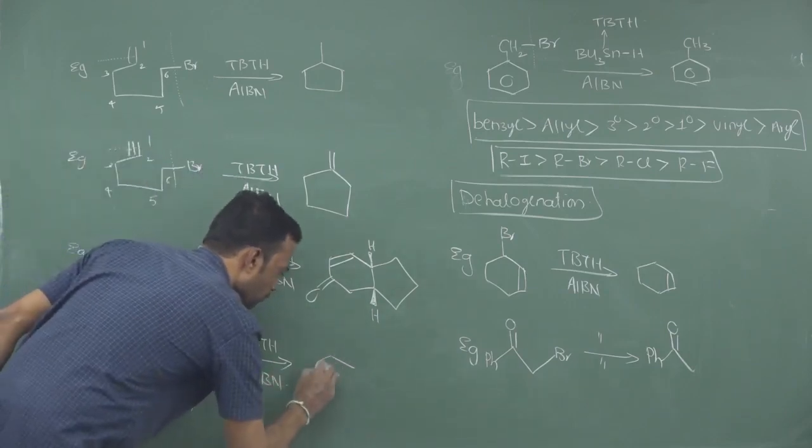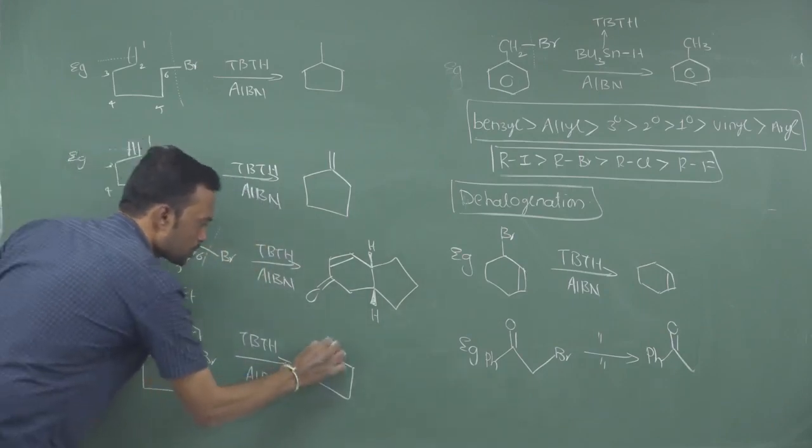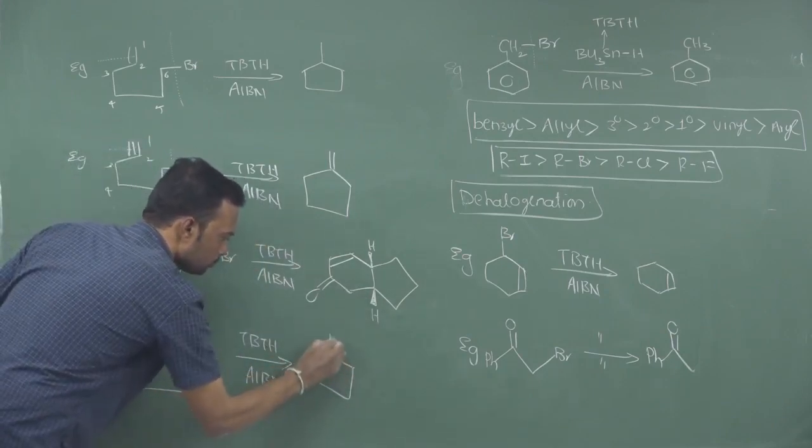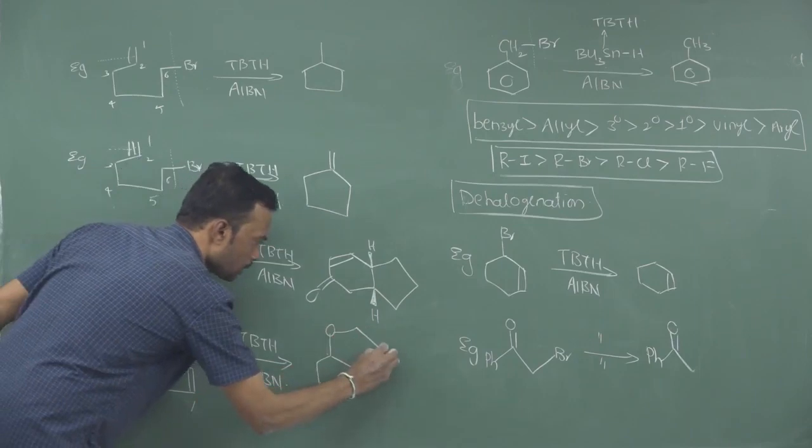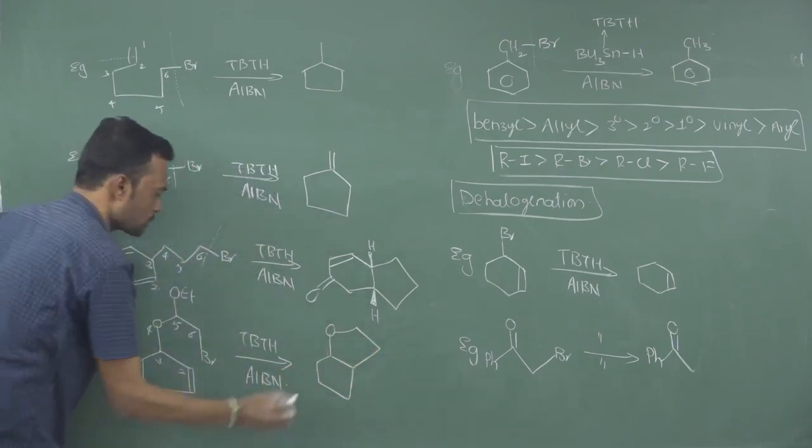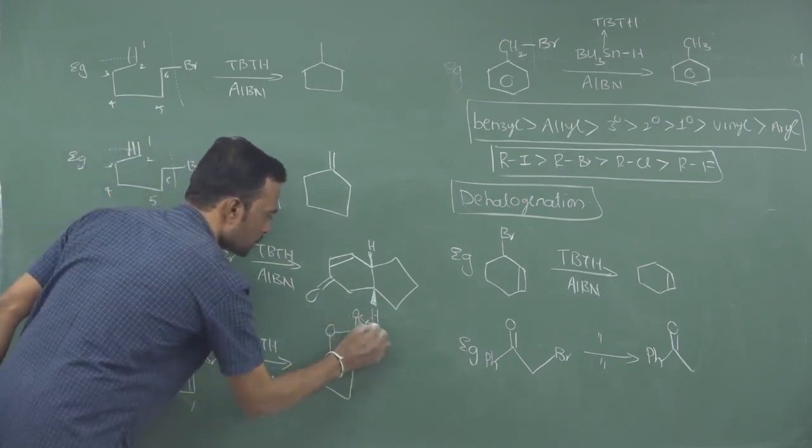First you remove the double bond. Remove the double bond and see, this is O, oxygen, then followed by carbon, carbon. Can I write like this? Now what is present here? OEt. That is the answer.